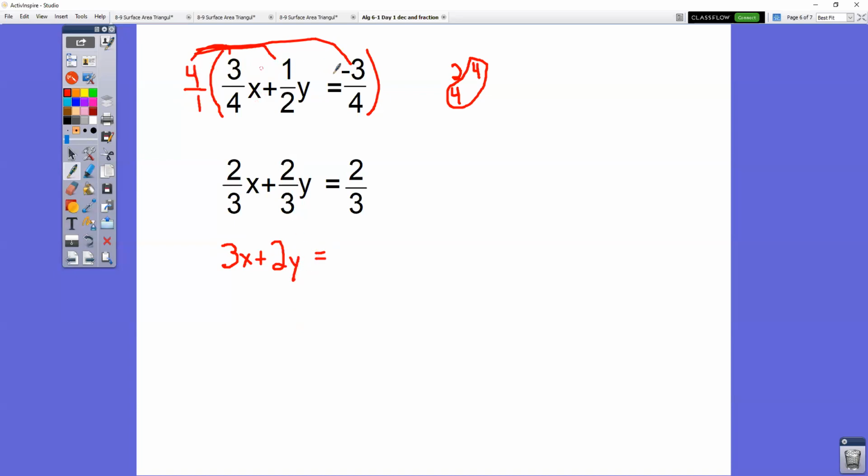Again, top times top, bottom times bottom. 4 times negative 3 is negative 12. 1 times 4 is 4. Negative 12 over 4 is negative 3. So that's my first equation.